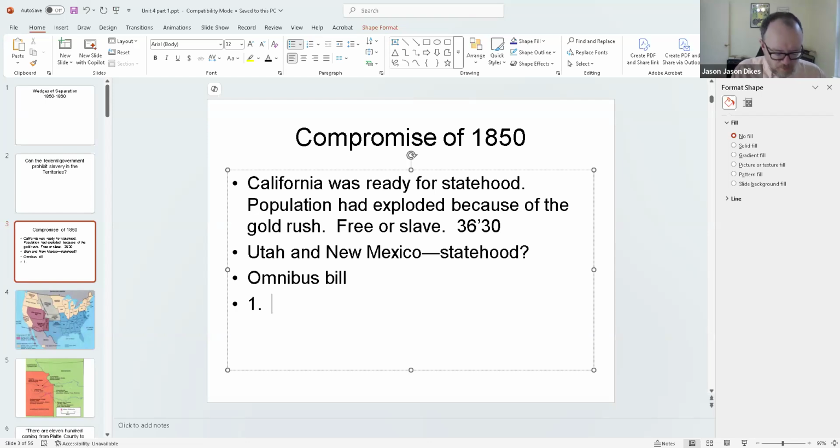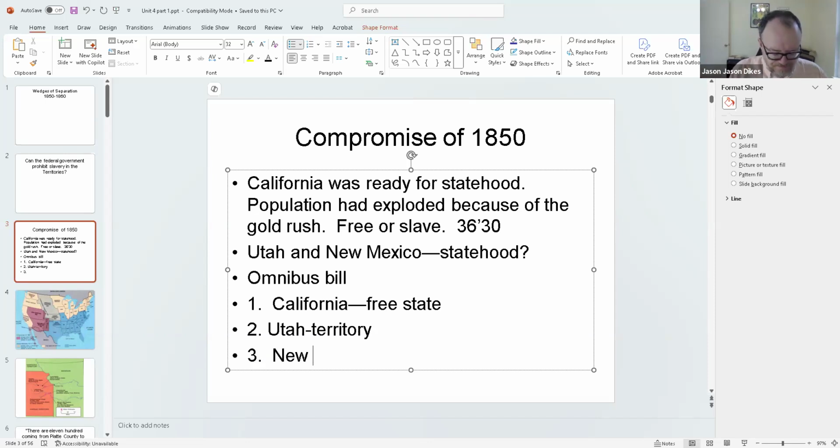One, and probably the most important, is that California will enter the Union as a free state, and that will have major ramifications during the war. Two, Utah will simply be organized as a territory. Utah has the numbers to become a state, but again, polygamy is what is standing in Utah's way. So Utah will not become a state until the Latter-day Saints give up polygamy.